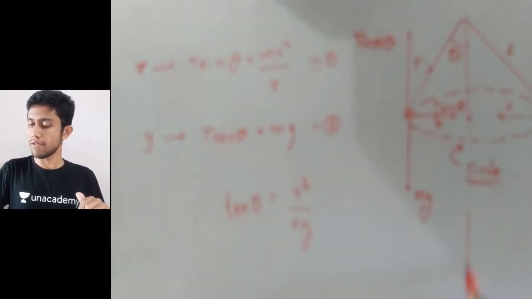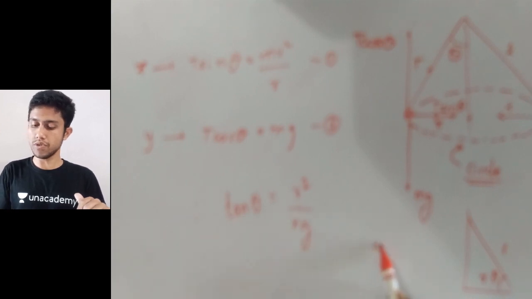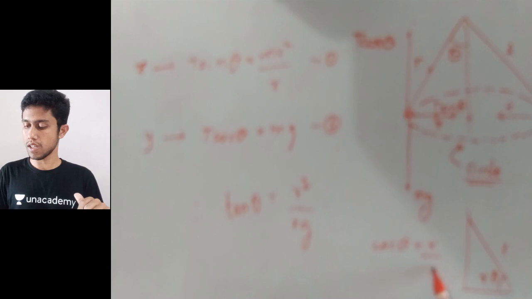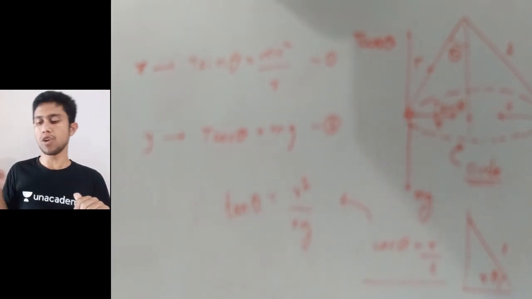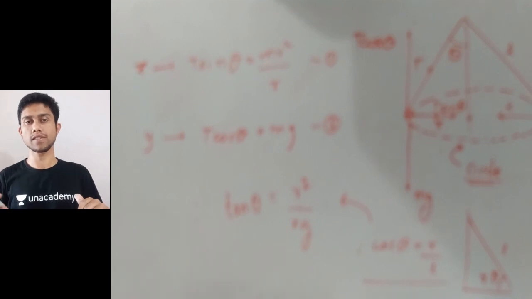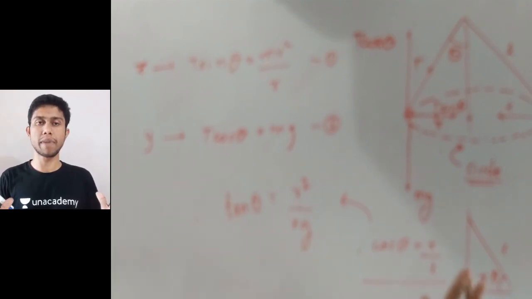Okay, so if I draw the diagram, this is the length of the string, this is the radius, and this is theta. So the equation which you can get is cos theta equals r by l. So sometimes you can use this formula to find out the answer if you are asked. Okay, so in this way we have completed the conical pendulum.